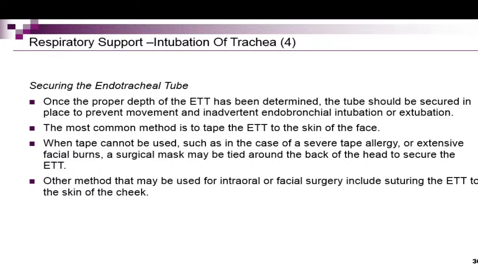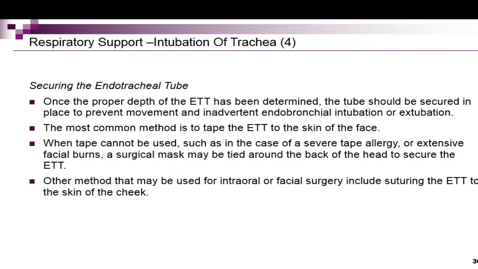The doctor should secure the endotracheal tube to the patient's head or neck. Once the proper depth of the endotracheal tube has been determined, the tube should be secured in place to prevent movement and inadvertent endobronchial intubation or extubation. So the tube must be in place. The most common method is to tape the endotracheal tube to the skin of the face.